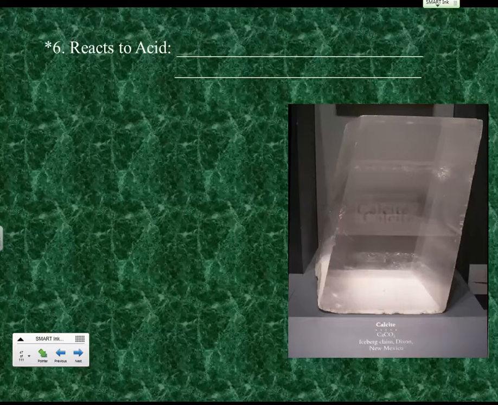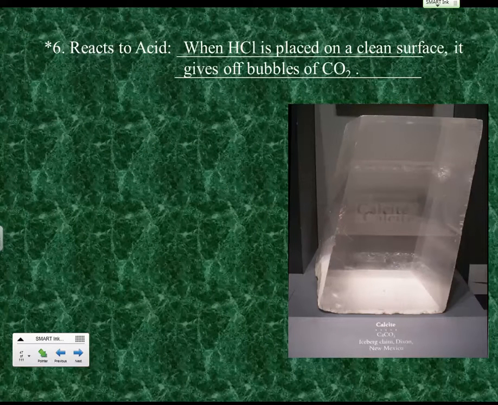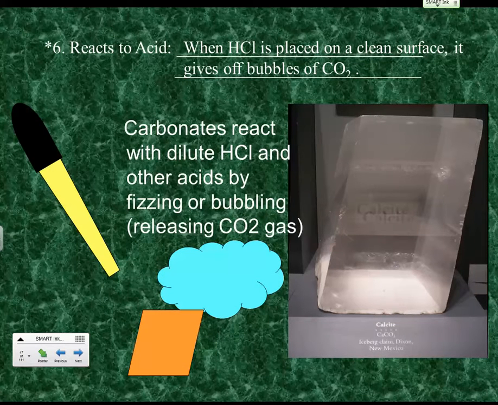All right, the last special property, which we're going to try in lab class, is hydrochloric acid placed on a clean surface of calcite, which will bubble carbon dioxide gas. The chemical reaction releases this from the mineral. The mineral is dissolved in the meanwhile. It actually eats away at the mineral, if you want to think of it that way. All carbonates react with hydrochloric acid by fizzing or bubbling and releasing carbon dioxide.